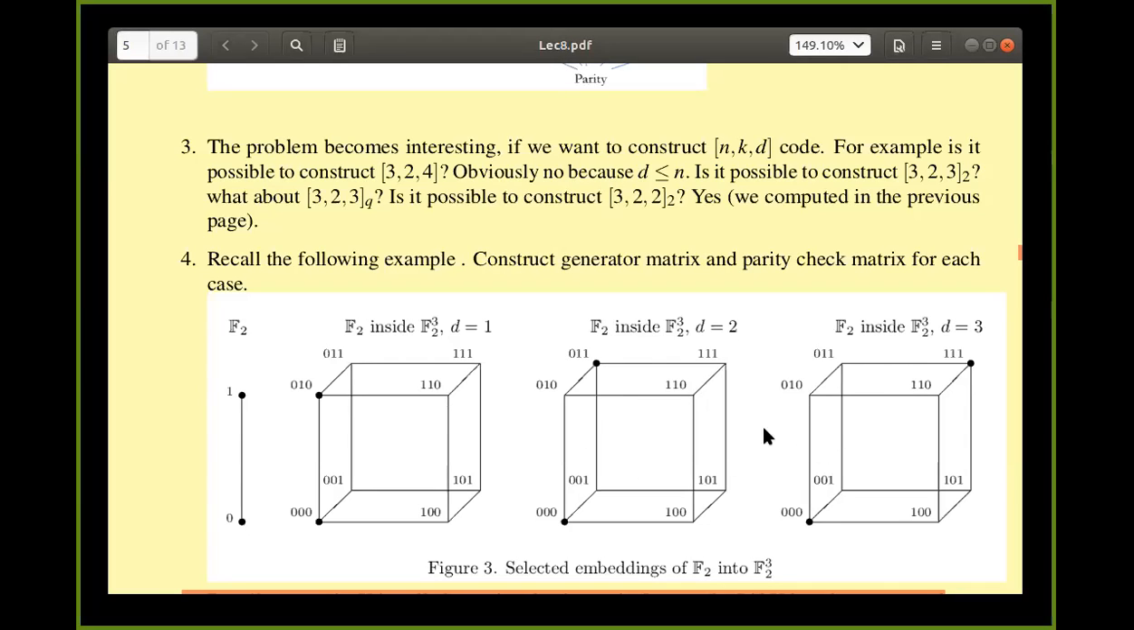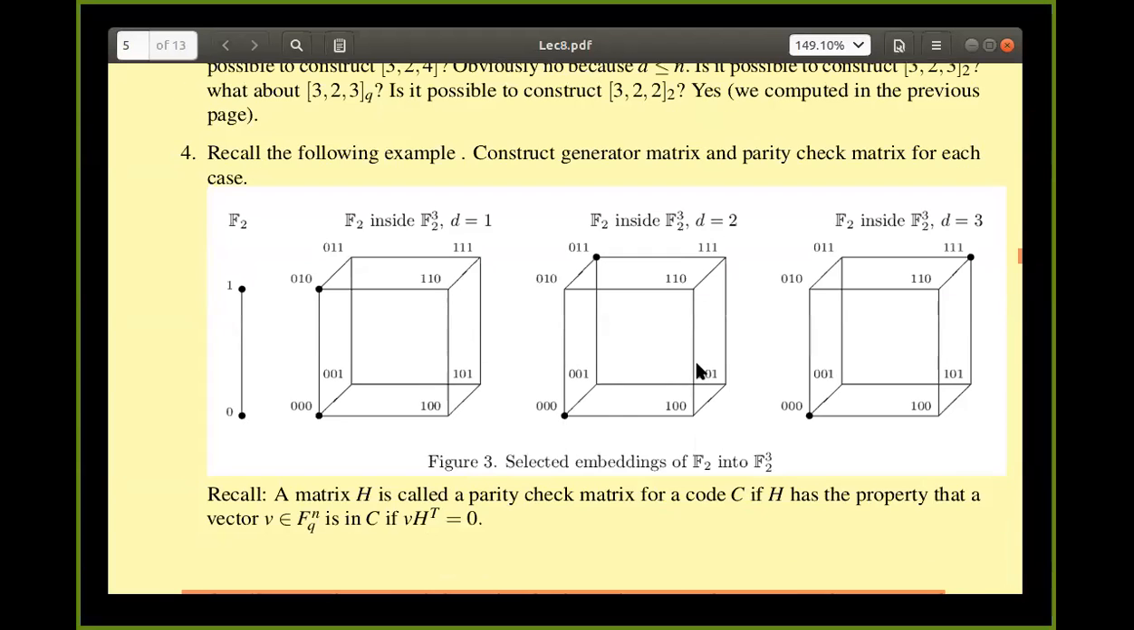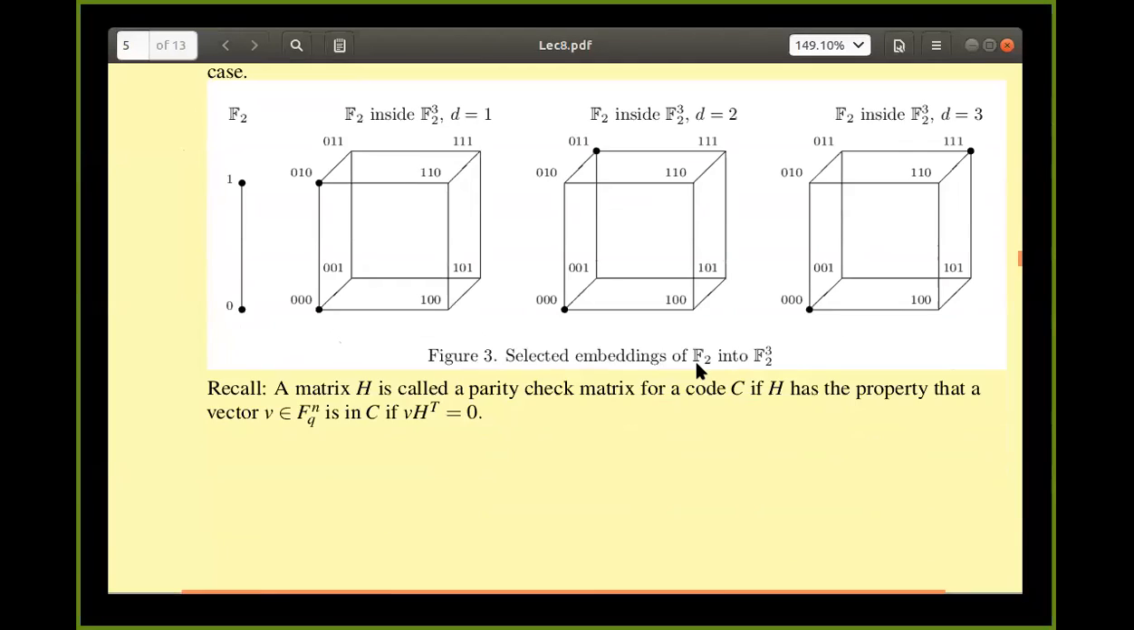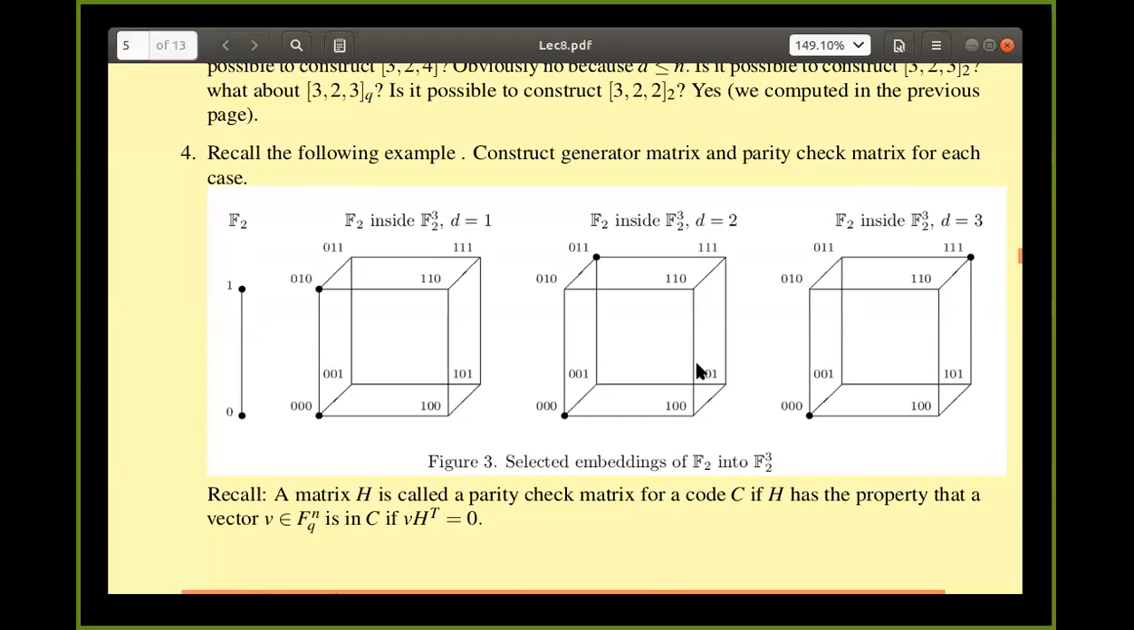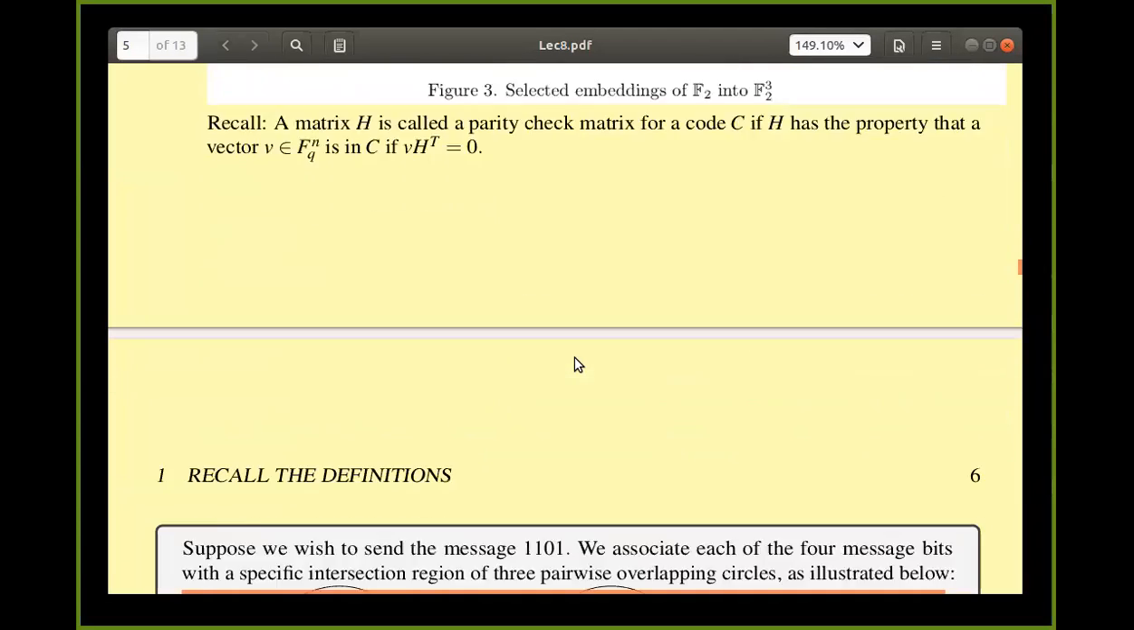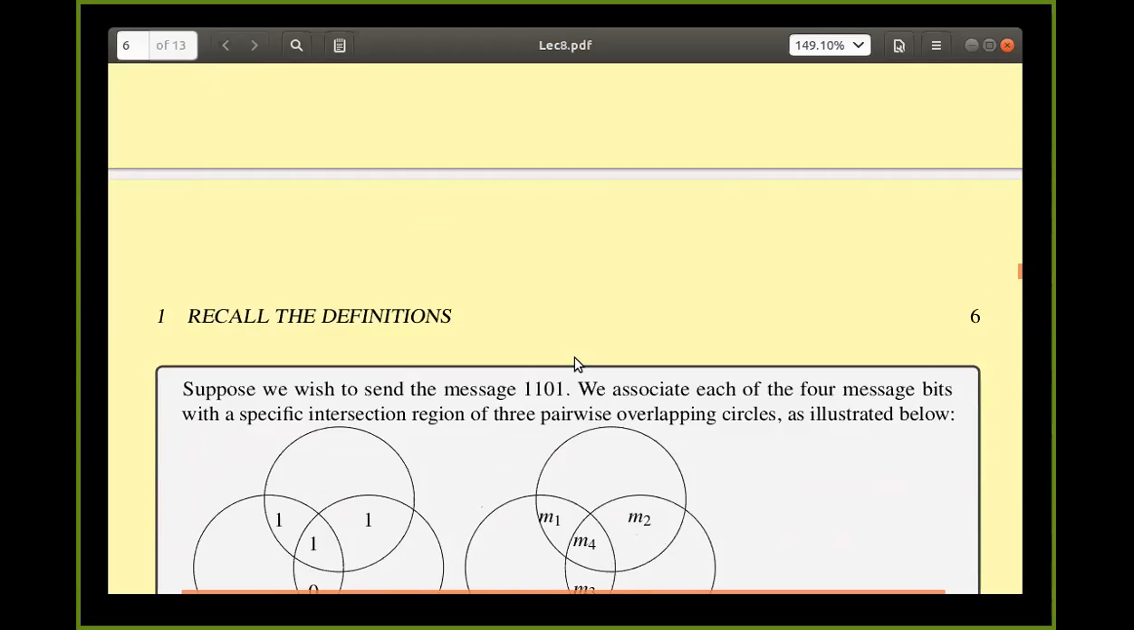I'm explaining one more time. Those who were not clear previously, now I hope it will be clear to you. Embedding of F2 in F2 power 3. So it is always better that for each question you ask yourself: what is the generator matrix for this, and the parity check matrix for that, right? It is always better that we try each and every example. So that is what I asked here, the questions. Any questions till now?